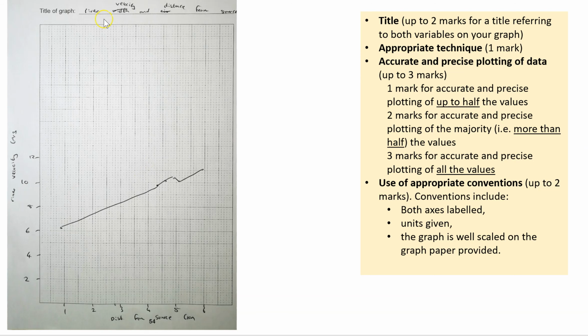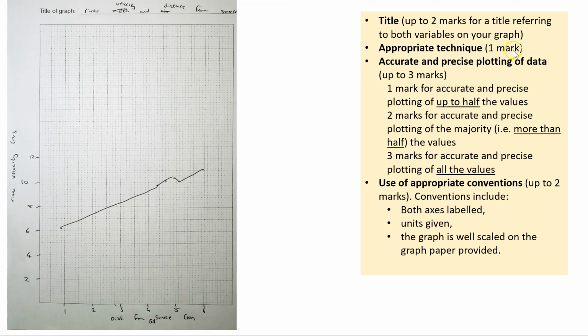So the title of the graph, 2 marks for referring to both variables, river velocity and distance from the source. Now I would have preferred if they'd said a line graph in this case, or scatter graph showing river velocity and distance from the source. I would have preferred that said average velocity. Maybe just about 2 marks, but at least they have referred to both variables. A scatter graph showing average velocity and distance from the source.